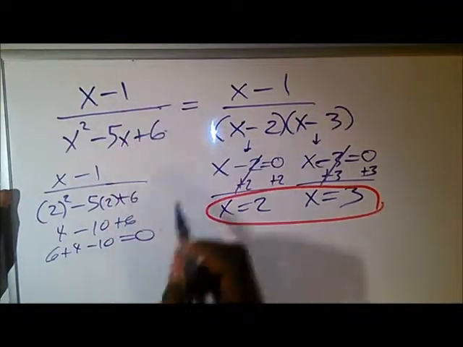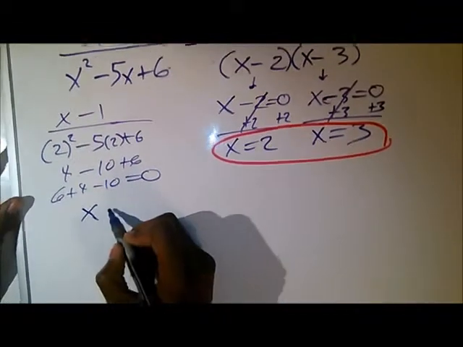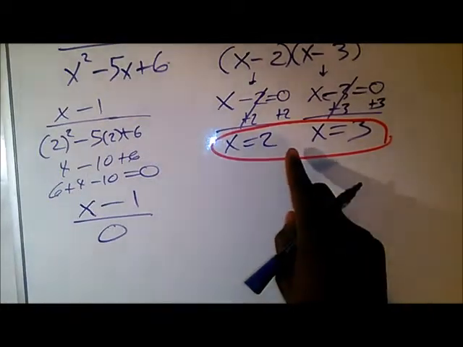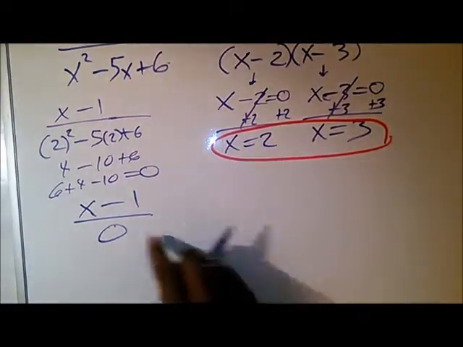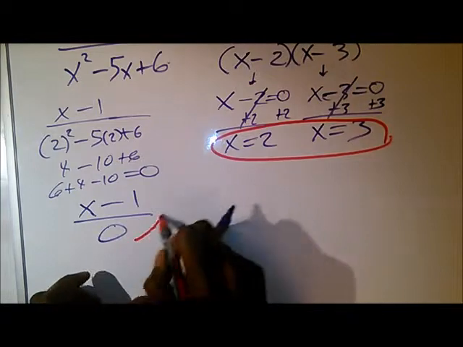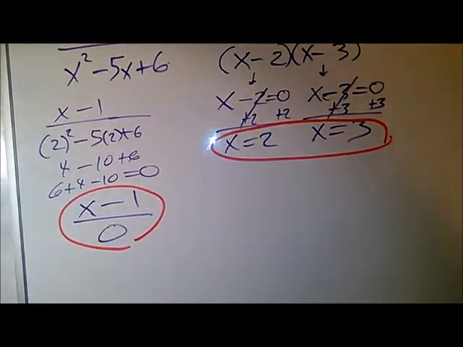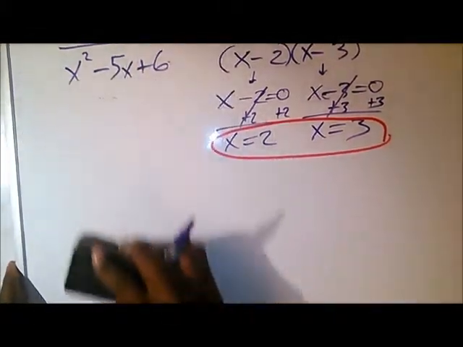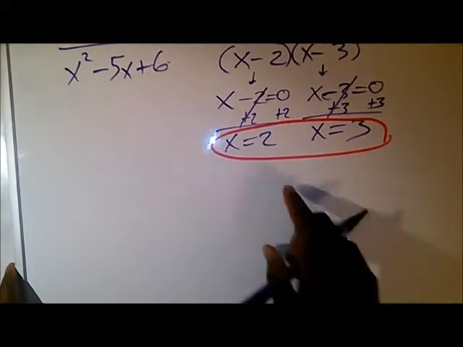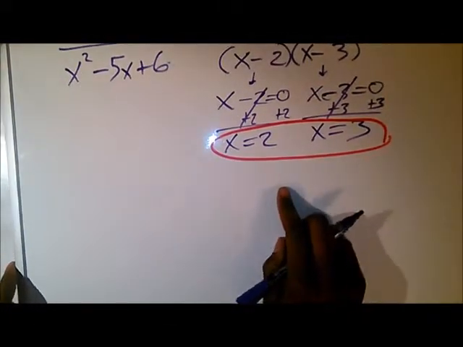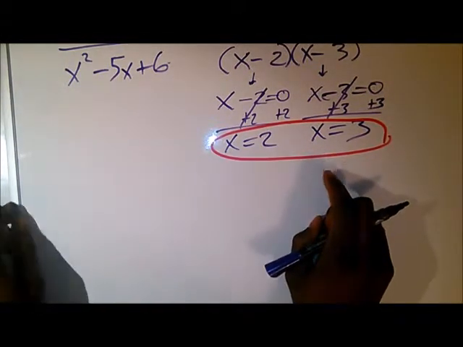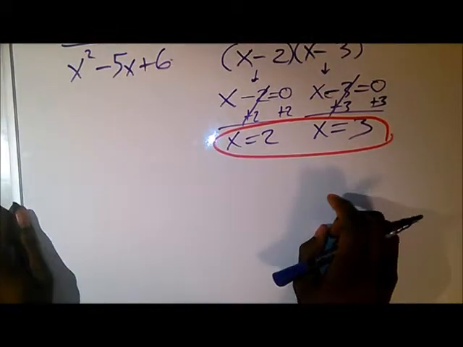So it's going to look like this: x minus 1 over 0. And guess what? We have a 0 in the denominator. We don't want zeros in the denominator. That's illegal in math. So that's not going to be in the domain of the function. These two numbers won't be in the domain of the function, so we're going to eliminate these from the function.